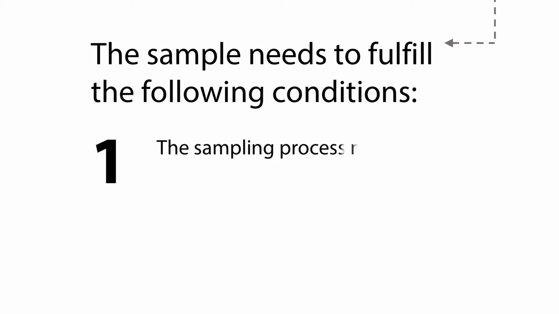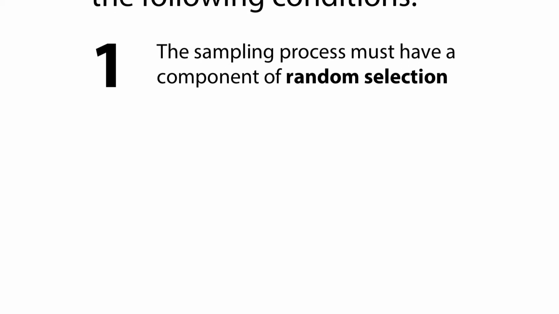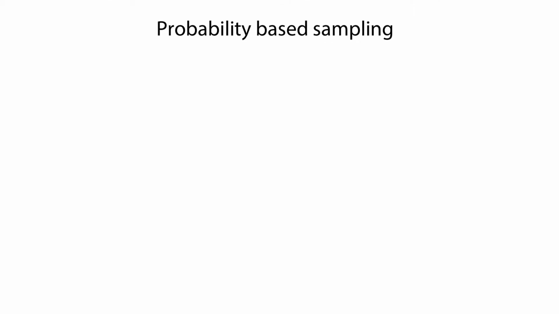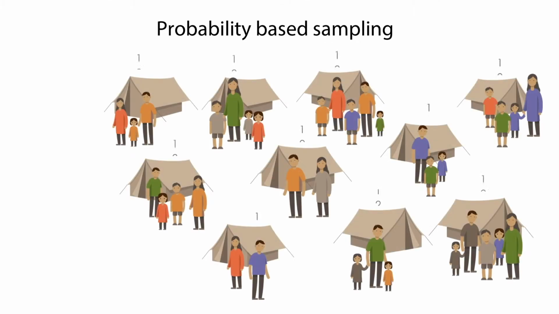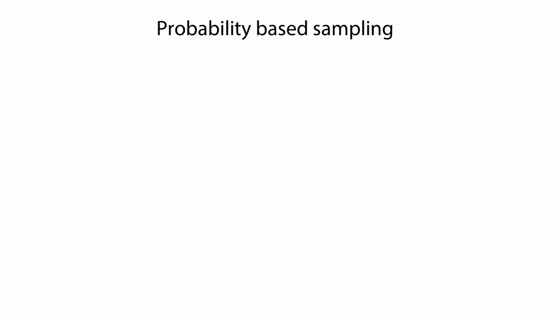First, the sampling process must have a component of random selection, particularly at the level of the study units that are the center of interest. For example, probability-based sampling at the level of households if the main interest of the study has to do with indicators of food security at household level. A probability-based sampling process is the best way to address issues of bias in the selection of a sample. By the way, many people use the expression statistical sampling as a shorthand for probability-based sampling.